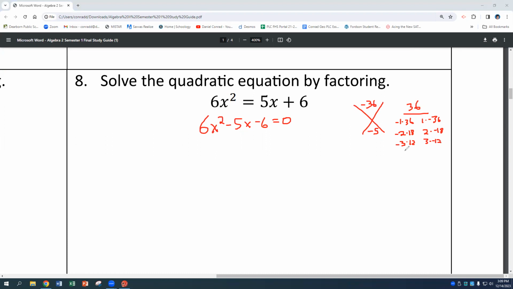You could do 4 times 9. You could do 6 times 6, negative 6 and 6. Okay, we're going to do positive 4 and negative 9. That's going to multiply to negative 36, and it's going to add to negative 5. Okay, we're going to split the middle term up.